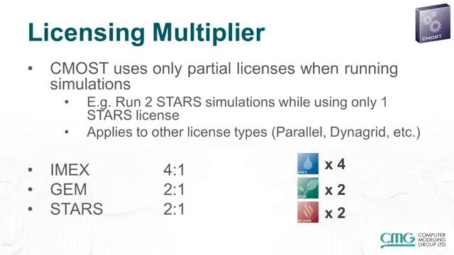If you're not already aware, CMOST also allows a licensing multiplier, which allows you more efficient use of your simulation licenses. For example, with STARS datasets, we can actually run 2 STARS simulations while using CMOST, while only using up 1 STARS license. This allows you to run twice as many simulations as you normally would. With GEM, we also have the 2-to-1 multiplier, and with IMEX, we can even run 4 times as many simulations at once. This also applies to other licensing types, such as parallel licensing or Dynagrid. This allows CMOST to more efficiently utilize the licenses and more effectively take advantage of your simulation investment.